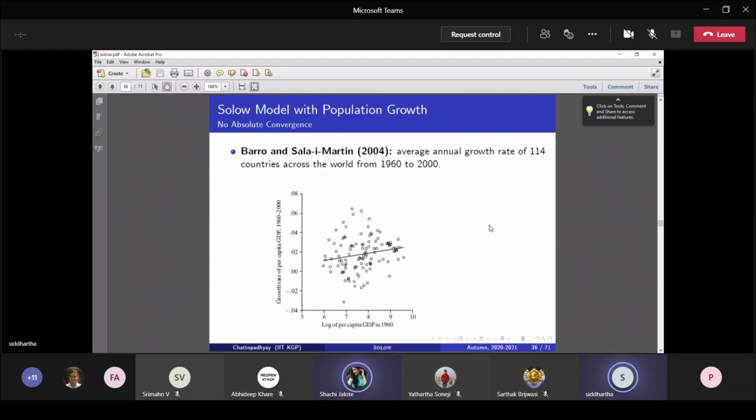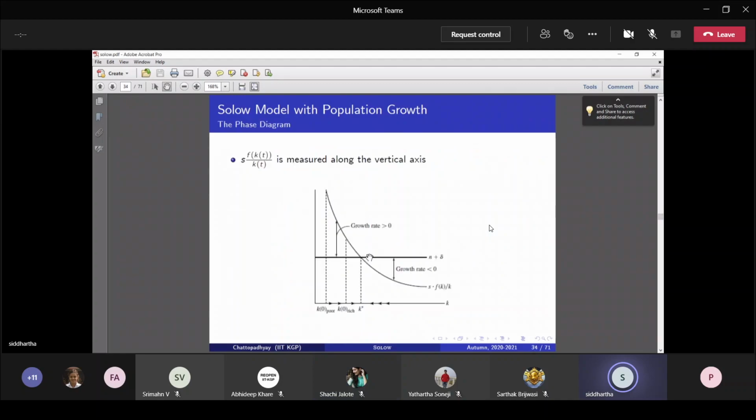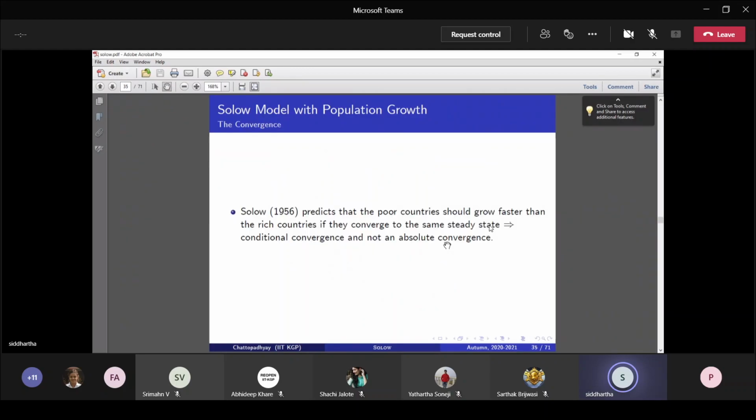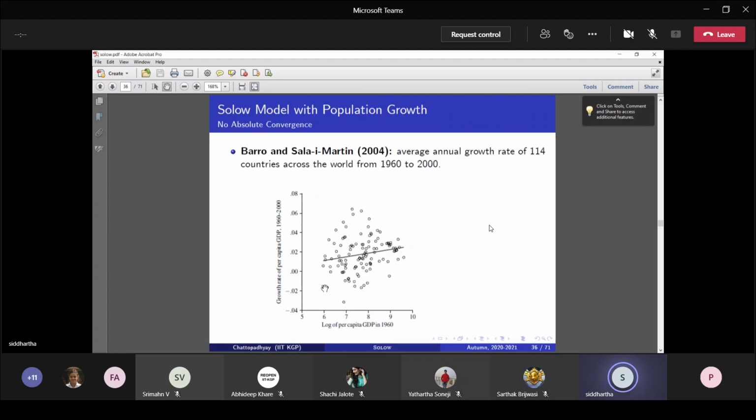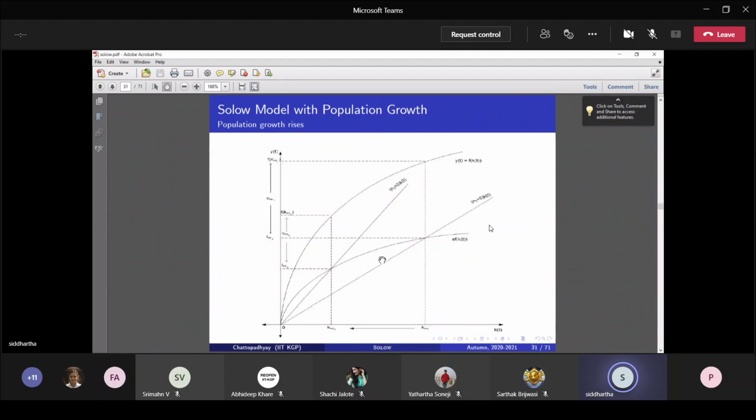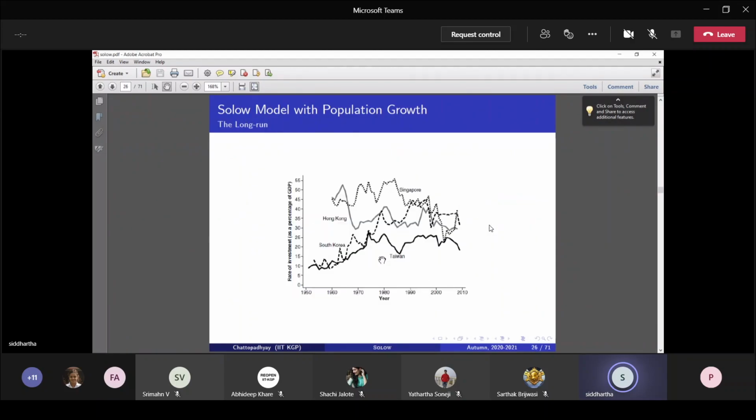This particular figure, which is predicting using the Solow model, is predicting that the rate of growth of the poor country is higher than the rate of growth of the rich country in the short run, but this is not getting satisfied over here. Even if you go to the long run, what we have seen over here, even in the long run, the Solow model is predicting the same thing.